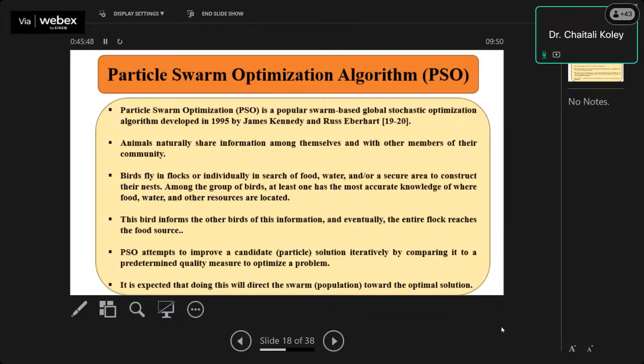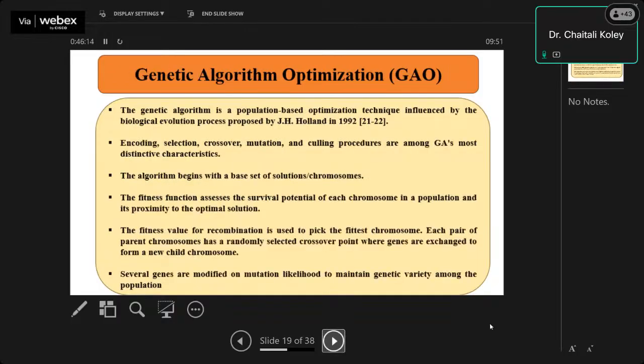So they can reach the food source. Basically, particle swarm optimization attempts to improve a candidate solution, or particle, iteratively by comparing it to a predetermined quality measure to optimize a problem. It helps to find the optimal solution.